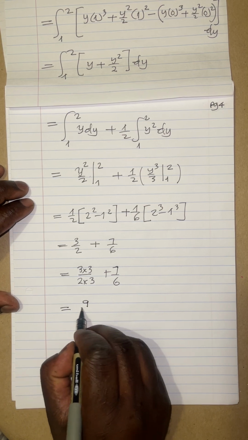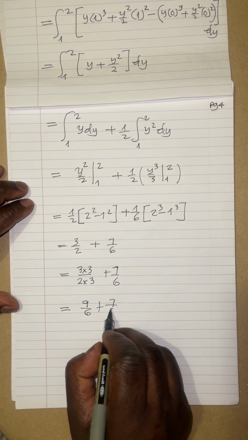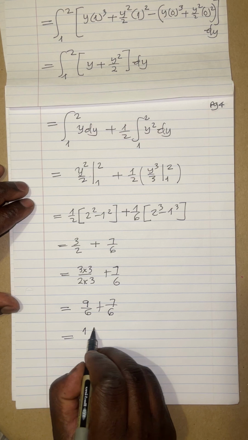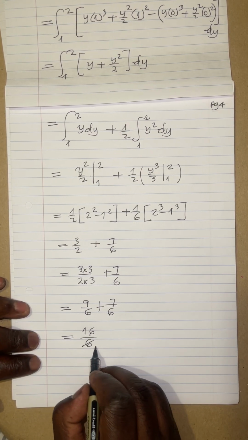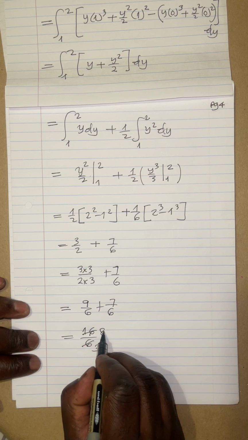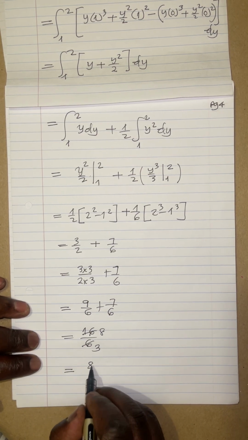This is going to be 9 over 6 plus 7 over 6, and the answer is 16 over 6, which simplifies. We can see that 2 goes there 3 times, 2 goes there 8 times. So my final solution is 8 over 3.